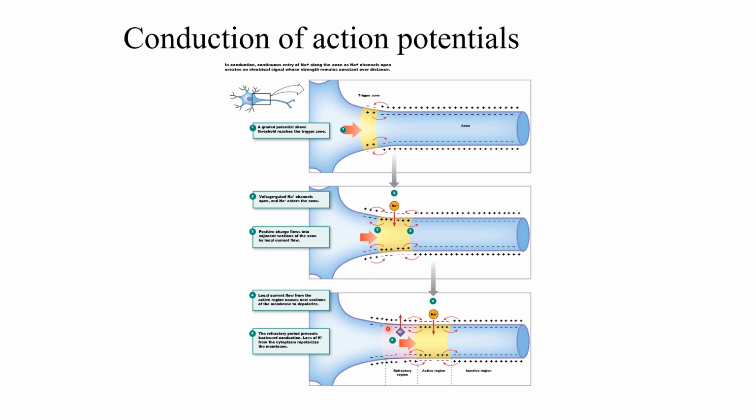And so you cannot have another action potential running in an area that just got repolarized, because the sodium channels are closed and everything is going back to normal, or going back to that resting membrane potential. So the action potential only moves in one direction, which is towards the axon terminals.